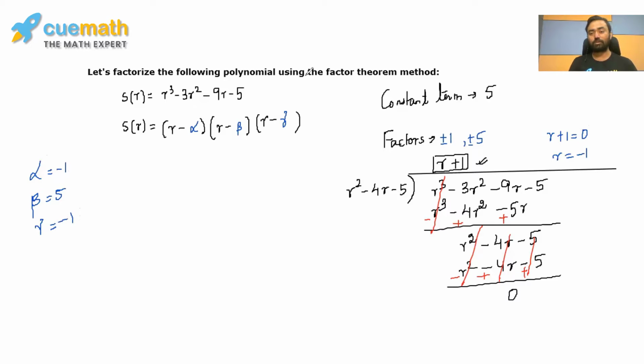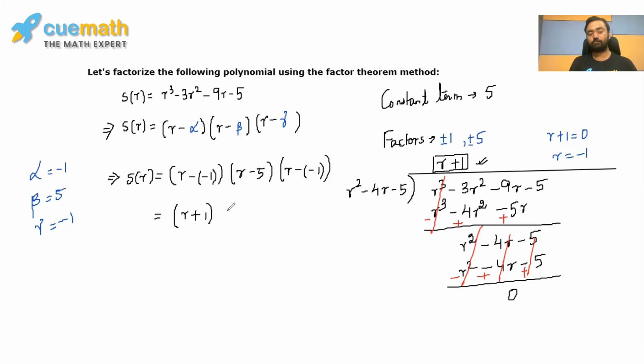Let's substitute these values in this particular polynomial to get the factors. So S of r equals r minus negative 1, then r minus 5, again r minus negative 1. If you simplify this further, we are going to get r plus 1, r minus 5, and r plus 1. So these are the three factors of this polynomial.